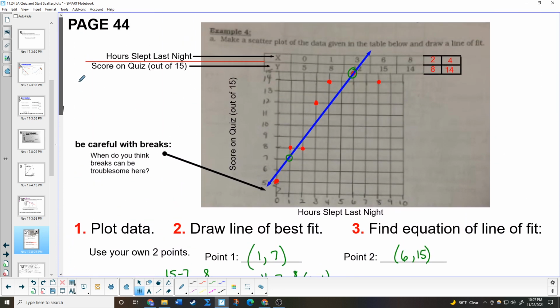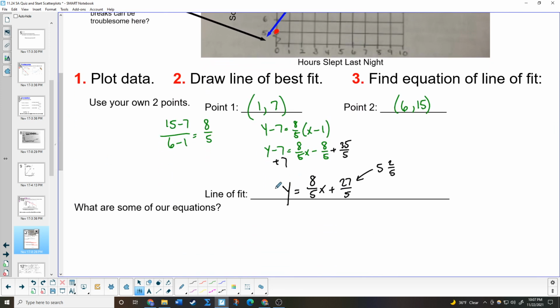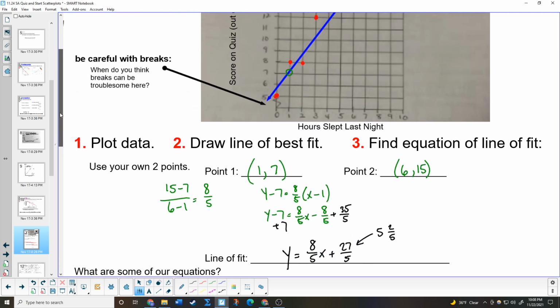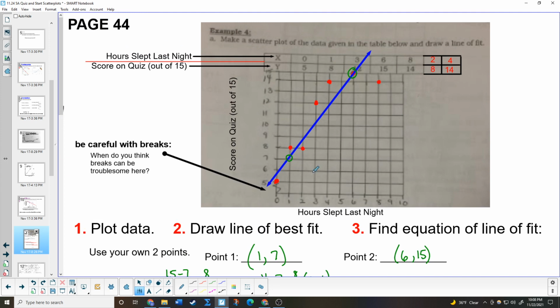We'll have more that we go over after this, but for right now, you go ahead and use this line of fit to make predictions. Like, all right, well, if the person slept for 4 hours, what can you expect them to get on their quiz out of 15? All right, so there you go. That is an introduction to scatterplots, and we'll obviously be doing more with this moving forward.